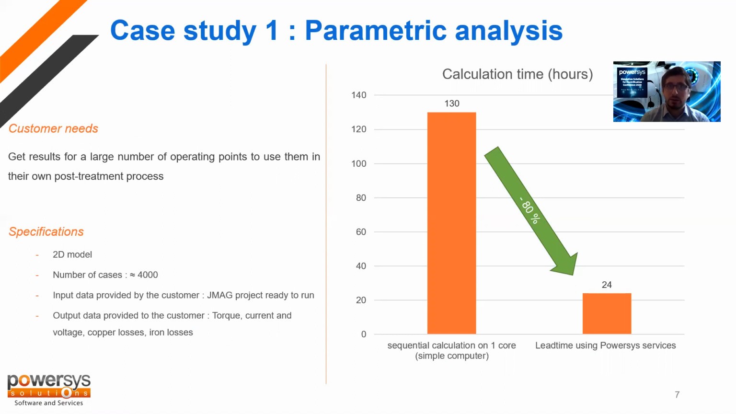By letting us take care of it and run his simulation on our HPC, we were able to deliver all the results expected by him, so the map with the torque, current, voltage, copper loss, and iron loss, in less than 24 hours. Thanks to this, the user has been able to respect his project deadline.